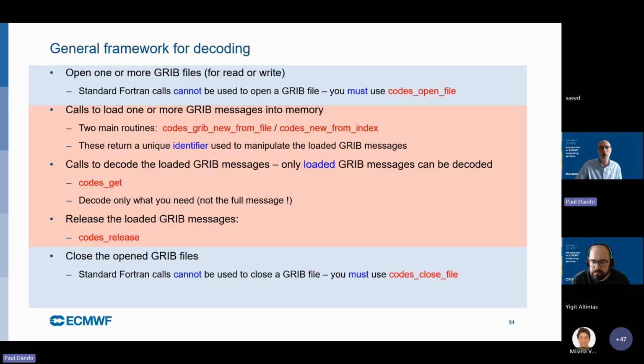And what happens is when you call these routines, they provide a unique identifier to the location of the message in memory. So you don't have direct access to the GRIB message in the memory. You have it through this identifier, and it's that identifier you use to manipulate the loaded message, so to get and set the key values. And then you have a number of calls, in this case, we're talking about decoding, to decode the loaded GRIB message.